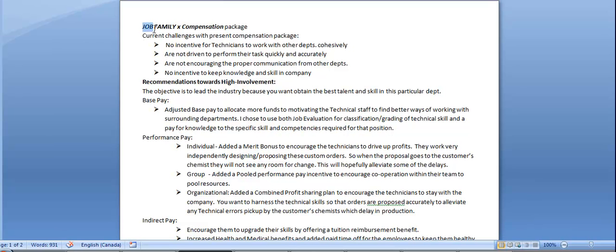Starting with, for this particular job family, which I'll name X, she started with the current challenges with the present compensation package as she saw them based on what she saw in the case. She also made recommendations as to what we could do in the area of base pay, performance pay, and indirect pay to move that group to high involvement.